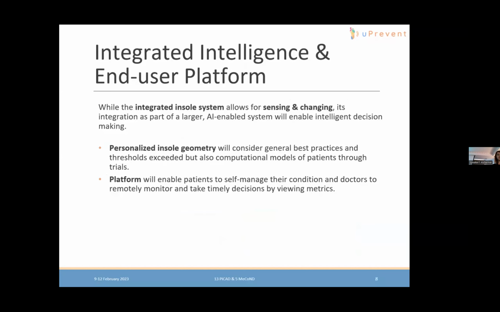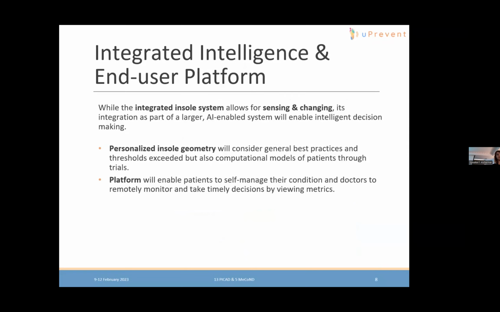While the integrated insole system allows for sensing and changing, its integration as part of a larger AI-enabled system will enable intelligent decision-making. Personalized insole geometry will consider general best practices and thresholds exceeded, but also computational models of patients through trials. The platform will enable patients to self-manage their condition and doctors to remotely monitor and take timely decisions by viewing the metrics.